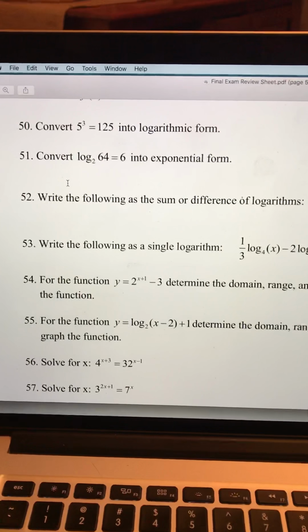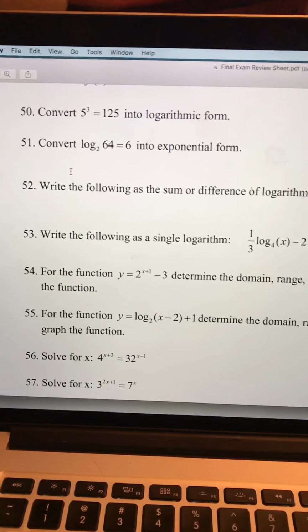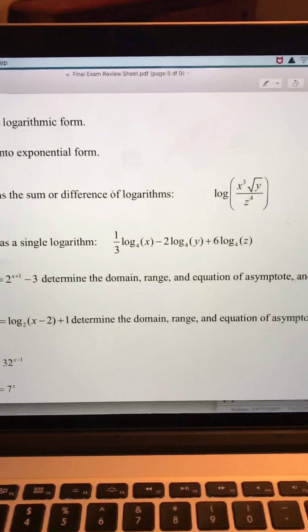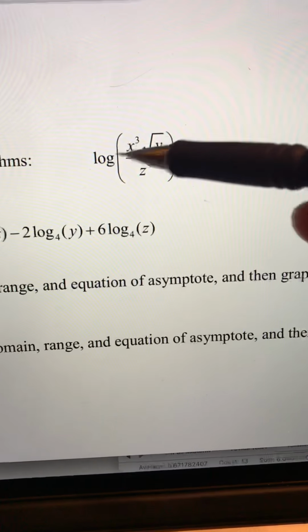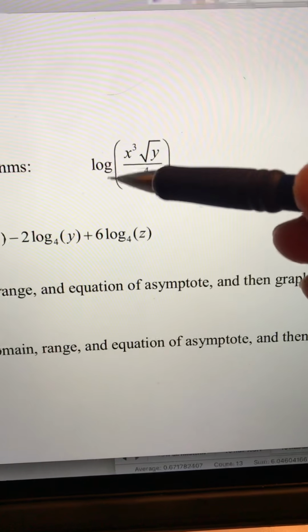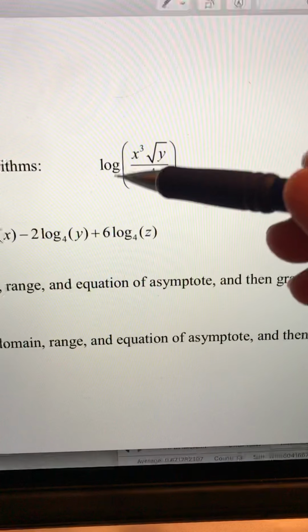Number 52, Math 110 final review. Write the following as the sum or difference of logarithms. So we have this big log expression. We've got log of this. Of course, there's no subscript on the log, so that means we're dealing with base 10.